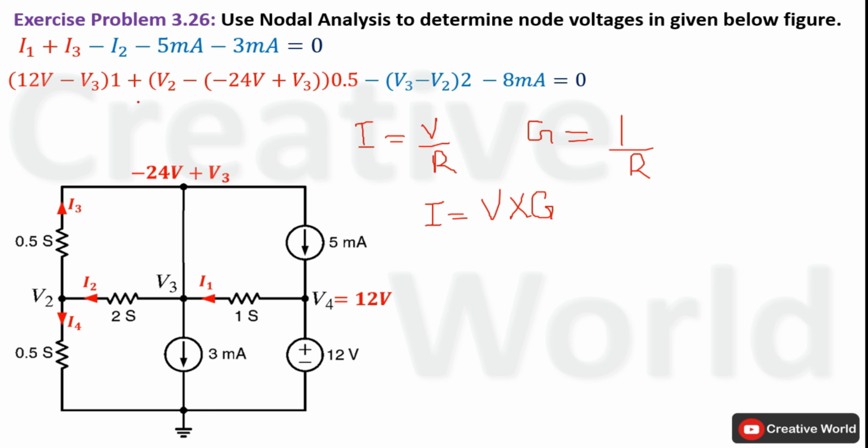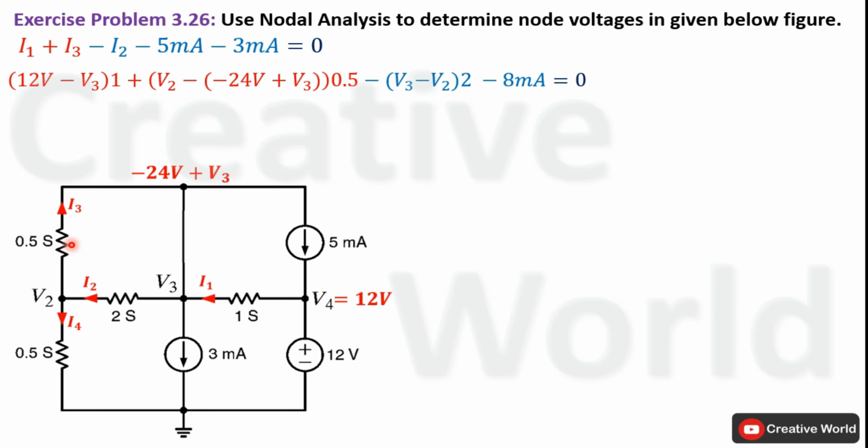Same case will be applied here. All resistance values are given in the form of conductance. Current I1 will be equal to the potential difference of these two node voltages multiplied by the value of conductance. In this case, current I1 is flowing from node 4 to node 3, which indicates that node 4 voltage is at a higher potential than node 3. That's why we have subtracted voltage V3 from 12 volt. So current I1 will be equal to (12 volt minus V3) multiplied by 1 Siemens.